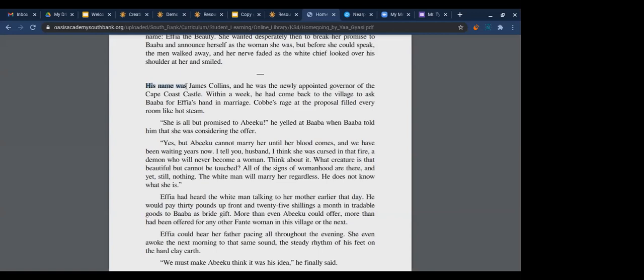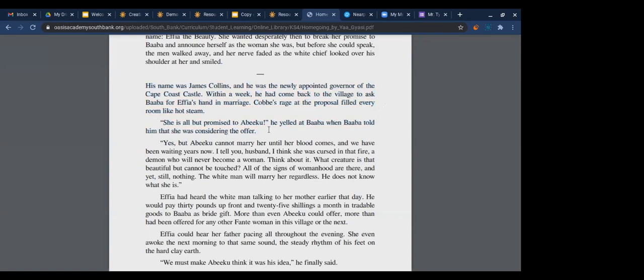His name was James Collins, and he was the newly appointed governor of the Cape Coast Castle. Within a week, he had come back to the village to ask Baba for Effia's hand in marriage. Kobe's rage at the proposal filled every room like hot steam. She's all but promised to Abiku, he yelled at Baba when Baba told him that she was considering the offer.